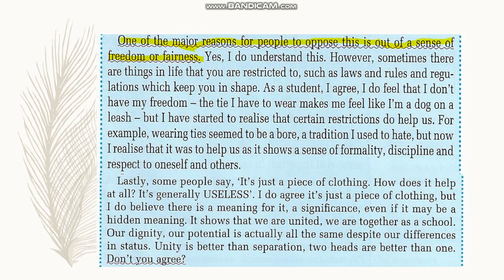However, sometimes there are things in life that you are restricted to, such as laws and rules and regulations, which keep you in shape. As a student, I agree. I do feel that I don't have my freedom. The tie I have to wear makes me feel like I'm a dog on a leash, but I have started to realize that certain restrictions do help us. For example, wearing a tie seems to be a bore, a tradition I used to hate, but now I realize it was to help us as it shows a sense of formality, discipline, and respect to oneself and others.